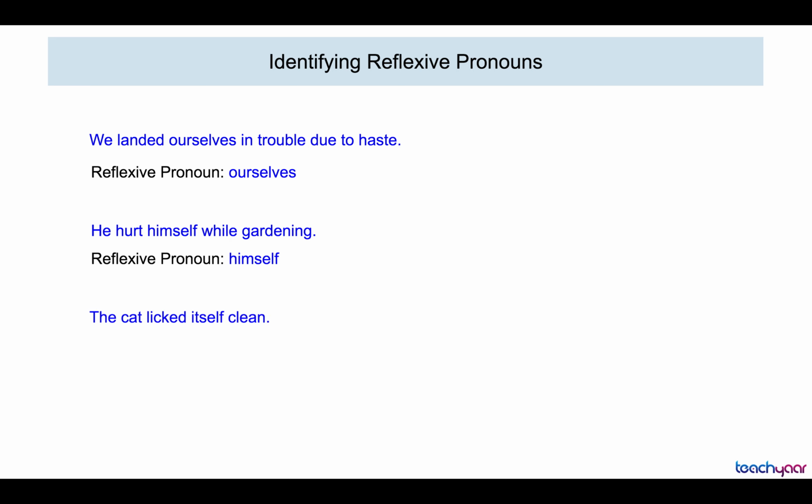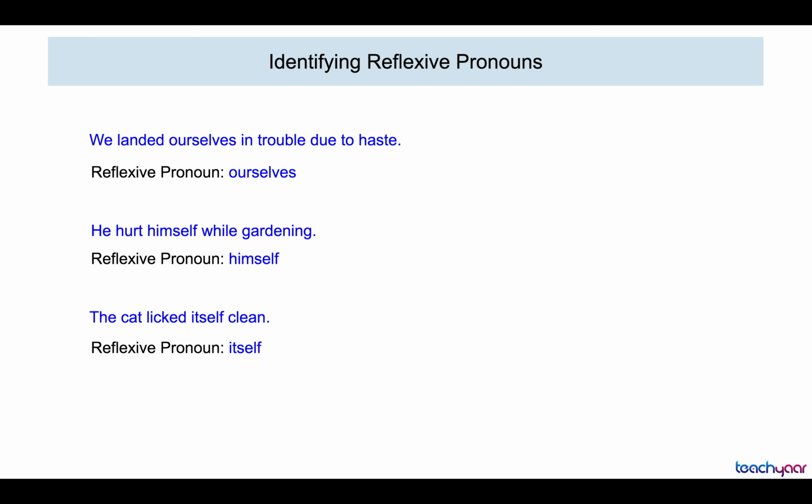The cat licked itself clean. Which is the verb? Licked. What's the question we ask? The cat licked whom? The cat licked itself. So, itself is the reflexive pronoun. So, once we have gone through these examples, it becomes very clear. You just identify the verb, ask the question whom, and you will get the answer. And that is the reflexive pronoun.